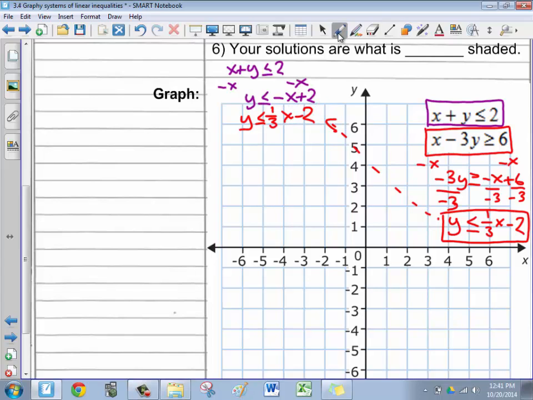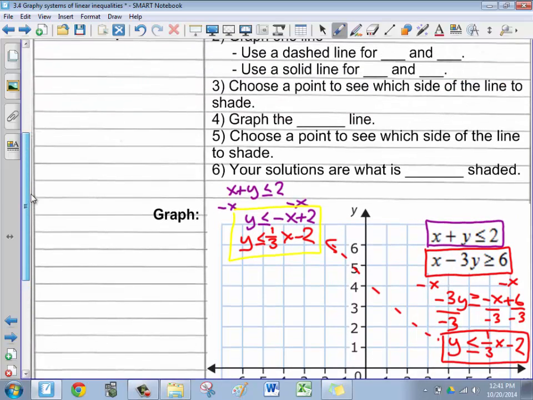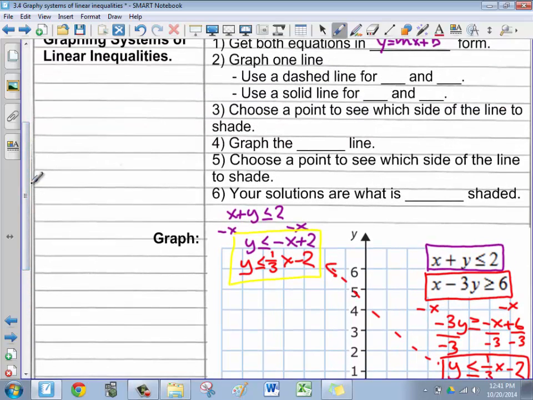So I'm going to graph these two equations right here. And my solution, well, we'll see what happens. Let's follow the rules. So again, we graph one line, and we use a dashed line for less than or greater than, and use a solid line for less than or equal to or greater than or equal to.